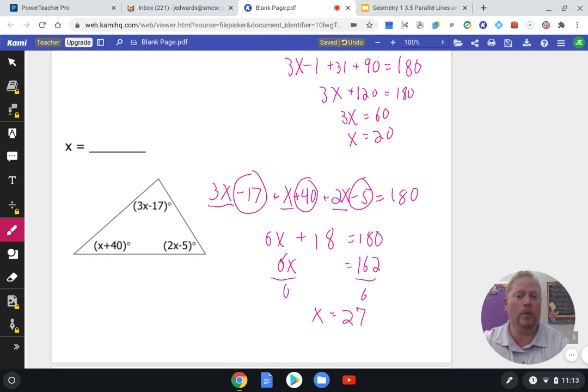In this case, they're just asking for what x is. However, they might ask you to figure out what the angles are, in which case you've got to take that 27 and plug it back in. So 27 plus 40 is 67. 2 times x, 2 times 27 is 54. 54 minus 5 is 49. 3 times x, that's going to be 81. And 81 minus 17 is going to be 64. Okay, so always be on the lookout for what they're asking for.